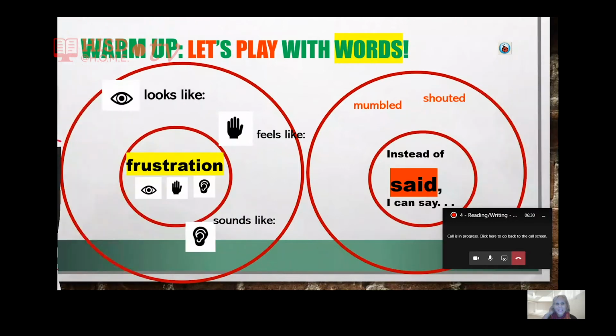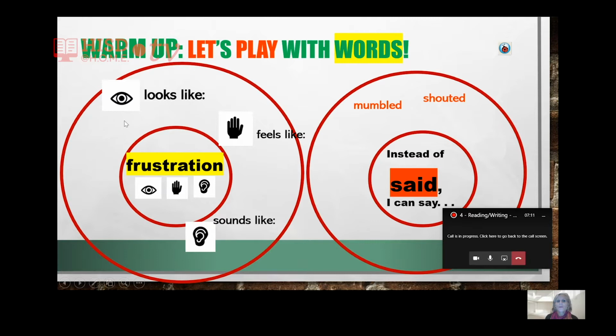Okay, so for our warm-up today, I'm going to set the timer for 2 minutes. And I want you to draw 2 circles on your paper. And we're thinking about, and I'll explain how it works. So in the first one, you are saying, what does the word frustration look like? Here's the eyeball. Look like, feel like, and sound like. What does it look like, feel like, and sound like? Frustration. When you're frustrated, what does that look like, feel like, and sound like?